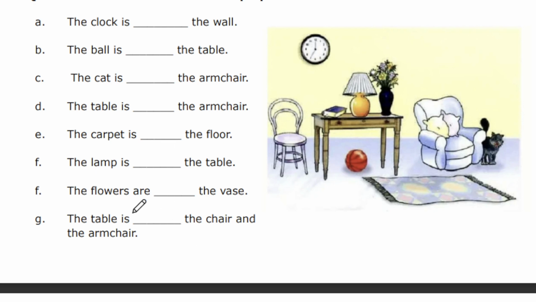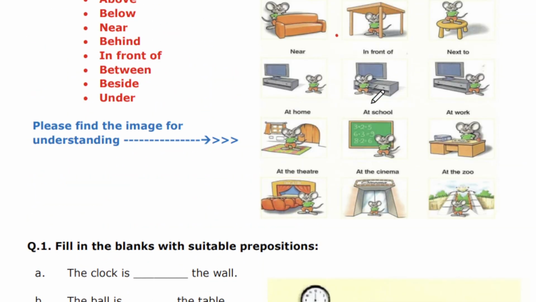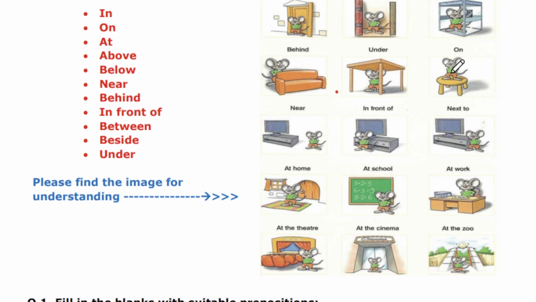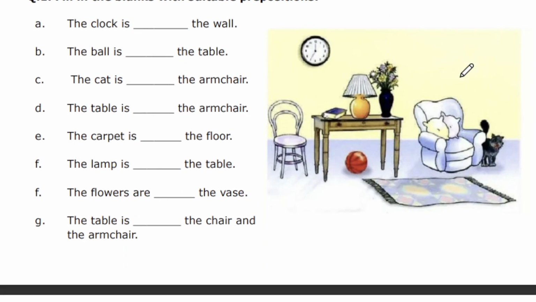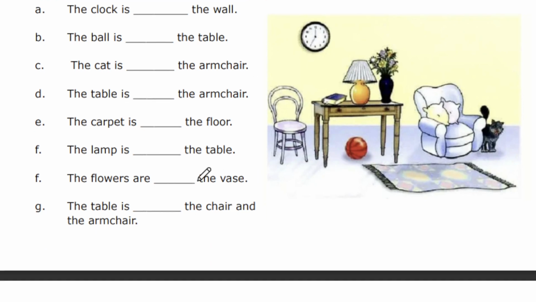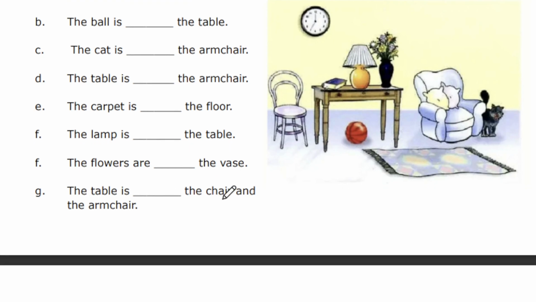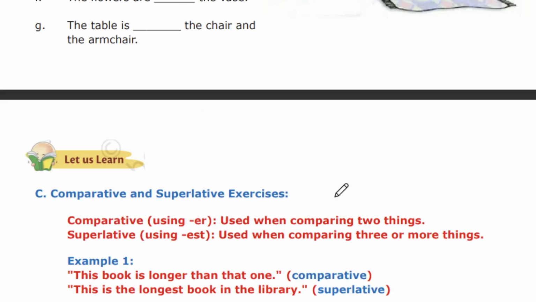Okay, so here the flowers are dash the vase. The lamp is dash the table. So here we have seen where the rat is, on the table. So likewise here the lamp is on the table. Okay. Next, what else we have? The table is dash the chair and the armchair. So here is the table and we have a chair here and we have an armchair here. It is in between. And the ball is under the table. Like this you have to fill in all these suitable prepositions.